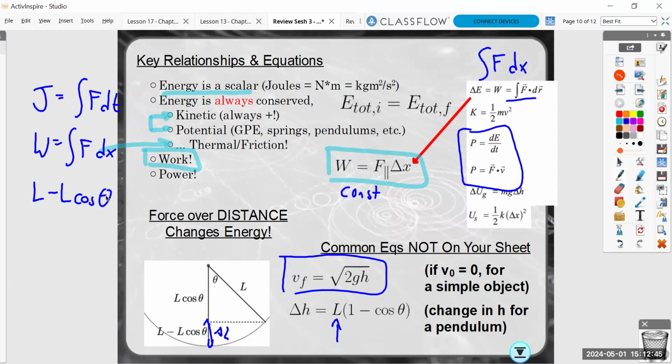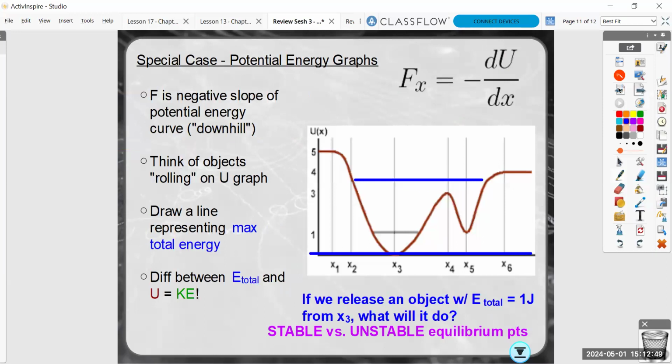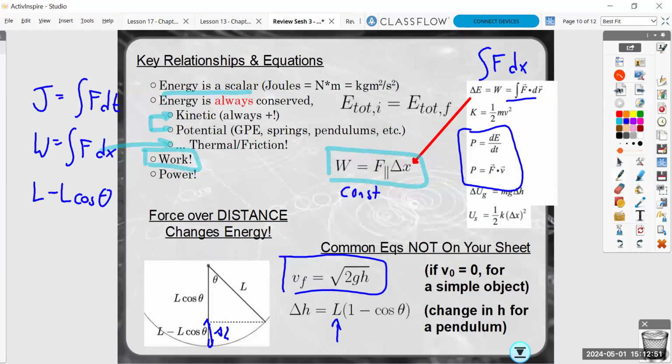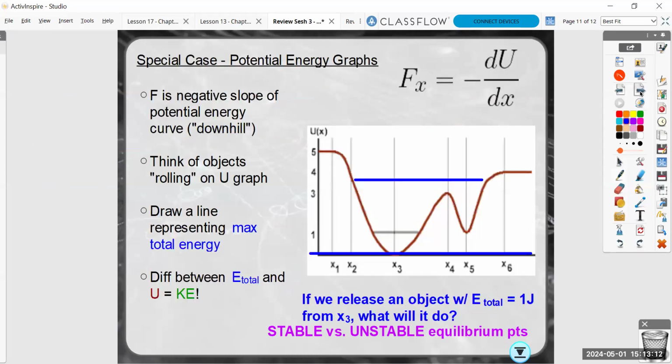So those are some common ones. You said L times (1 minus cosine theta) is the distance for that? Yeah, that's the height, right? If I have an object here and I pull it back an angle theta and I let it go, it's not going to fall that far. It's only got a little bit of a swing down. That's going to give you that distance that it falls, where L is the length of the string.